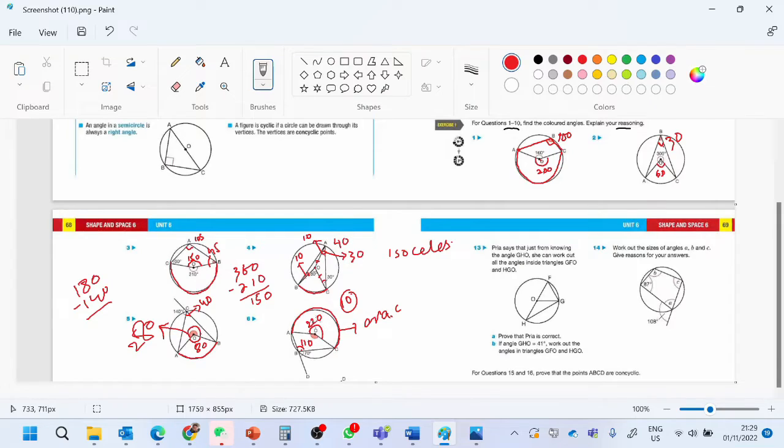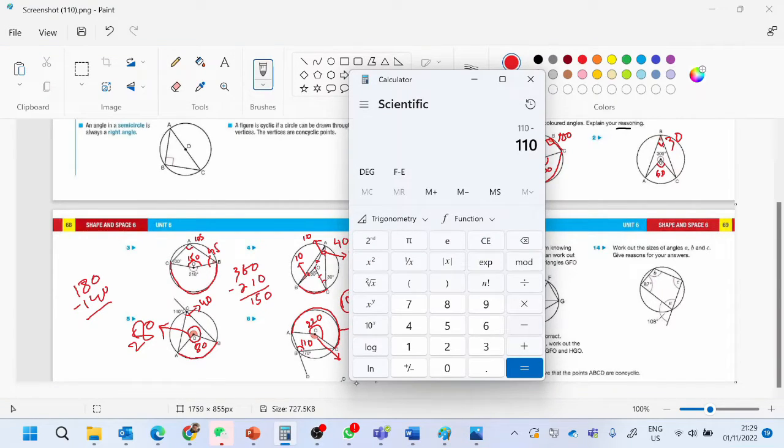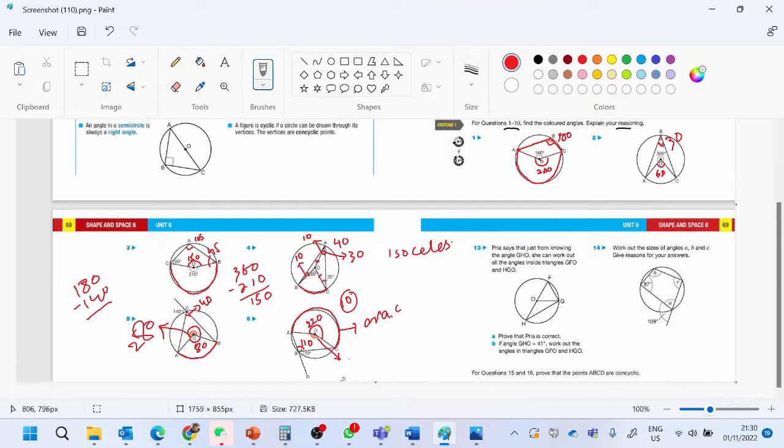So if this angle is 220, then the angle which has been asked should be 220 minus 360. It should give us 140. 140 should be the answer.